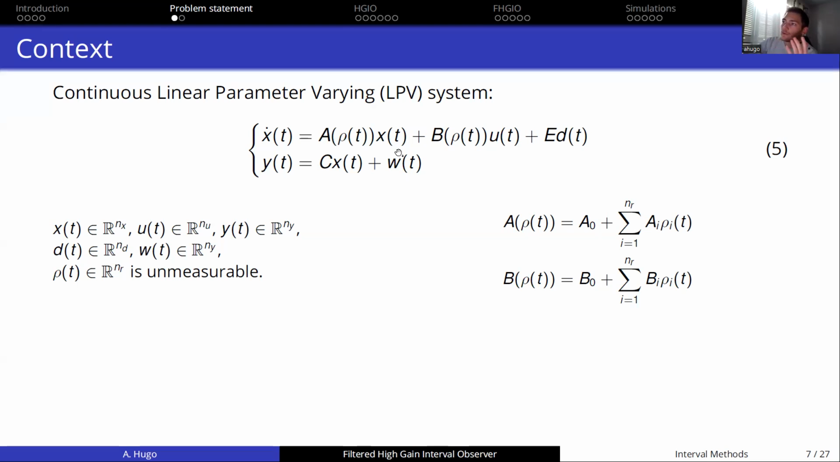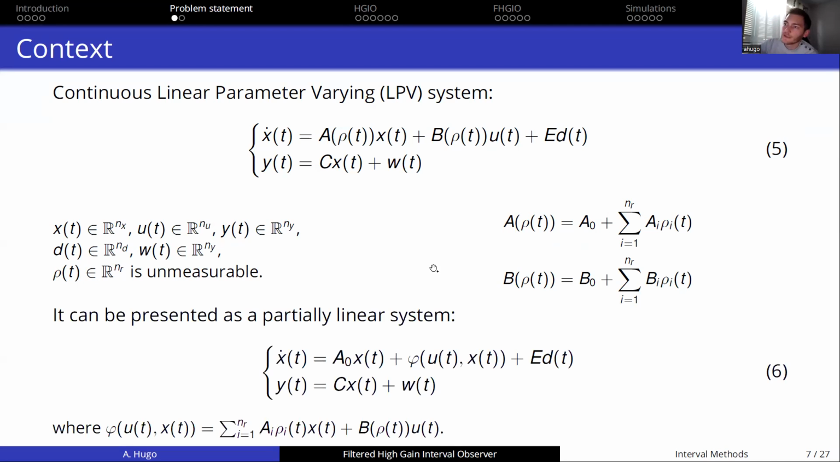And so when we have an LPV system, we have a scheduling vector that is named rho here, and that will be considered as non-measurable. So it will be considered as an uncertainty for us. But we will know the bounds of this scheduling vector. The uncertain matrices can also be decomposed as a linear combination of the components of the scheduling vector. And there is also a nominal part.